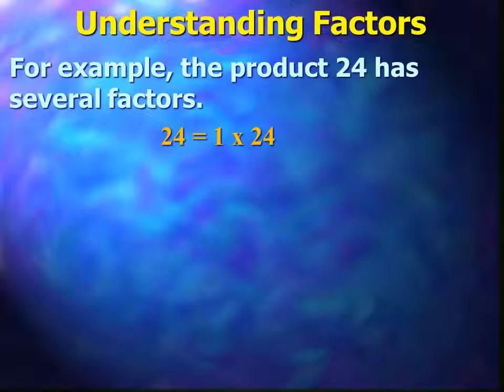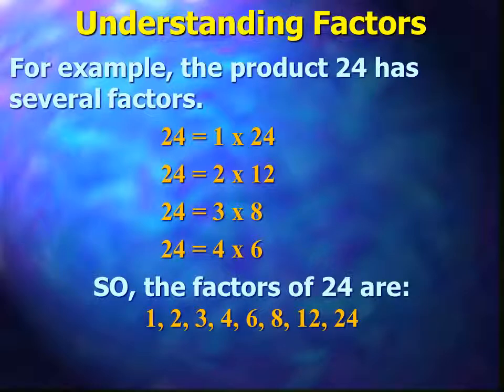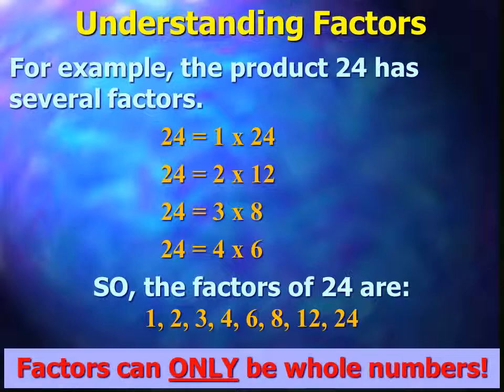24 can equal 1 times 24. 24 can equal 2 times 12. 24 also is equal to 3 times 8. 24 equals 4 times 6. And the factors of 24 are 1, 2, 3, 4, 6, 8, 12, and 24. Factors can only be whole numbers, remember. No fractions or decimals allowed.